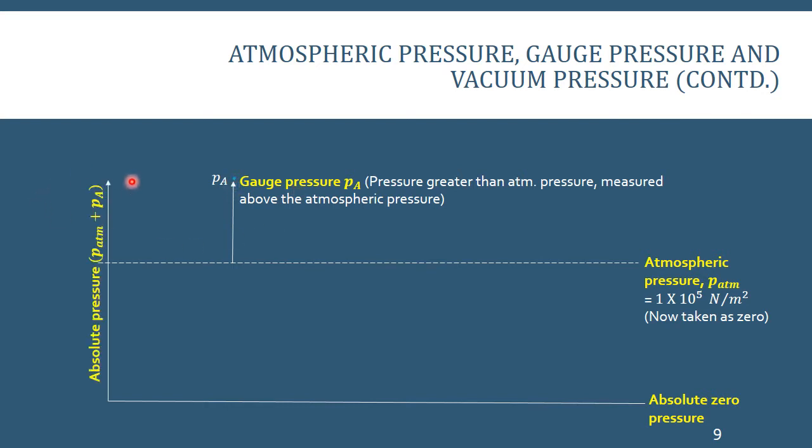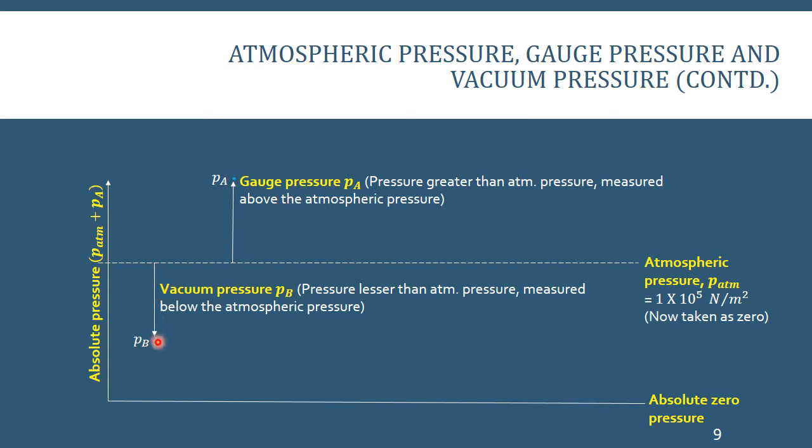But the absolute pressure at this point is actually equal to P atmosphere plus PA. If you just express the pressure as PA, you are expressing gauge pressure. But if you are expressing the pressure as P atmosphere plus PA, you are expressing the actual absolute pressure at that point. Now, if we take another point, vacuum pressure PB. Here pressure is measured below the atmospheric pressure. That is, pressure is lesser than the atmospheric pressure. So this is a negative value actually, because atmospheric pressure is taken to be 0 and pressure is measured below the atmospheric pressure.